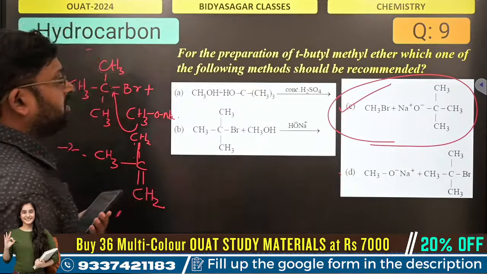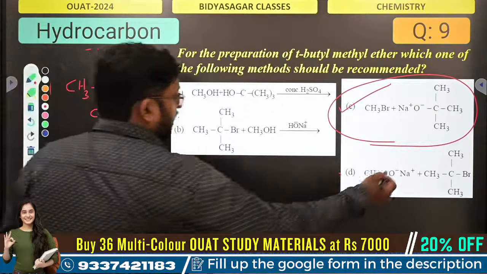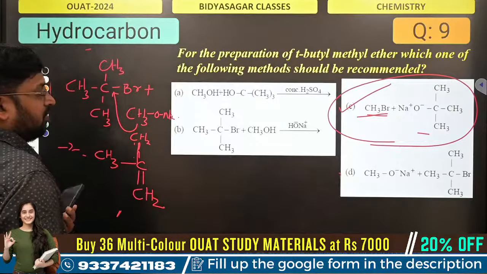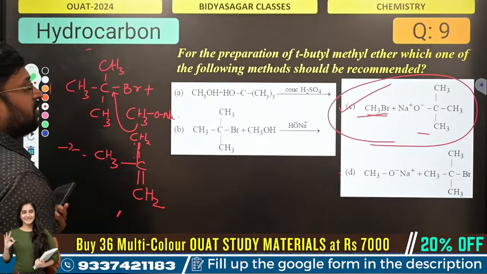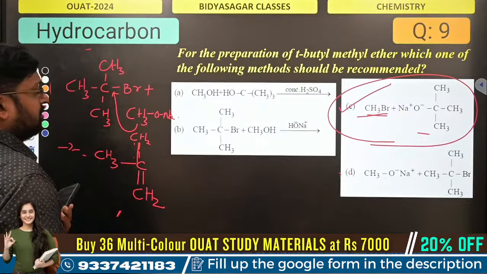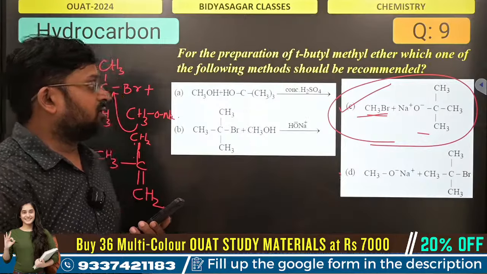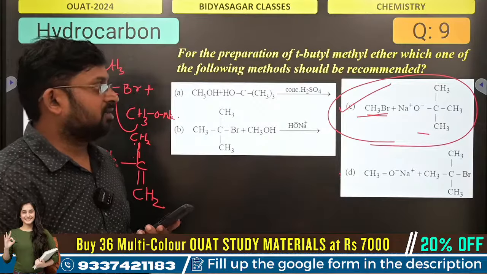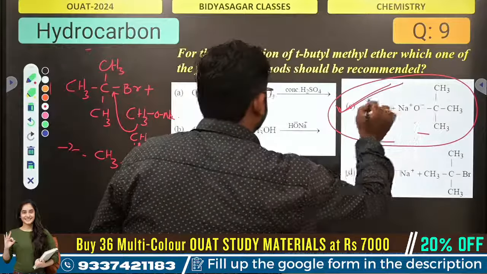So in this case, it will give you tertiary butyl methyl ether as a major product because it's a strong nucleophile. Here the alkyl halide is 1 degree. So here no elimination takes place. Here substitution is preferred. So here substitution overtakes the elimination reaction. So it will give you what? Tertiary butyl methyl ether is the major product. Fine. C is the correct answer. Okay, fine.